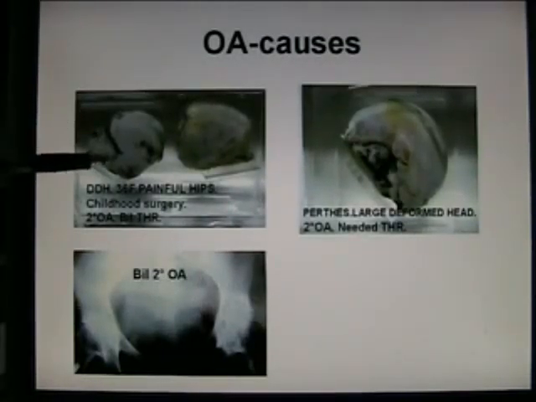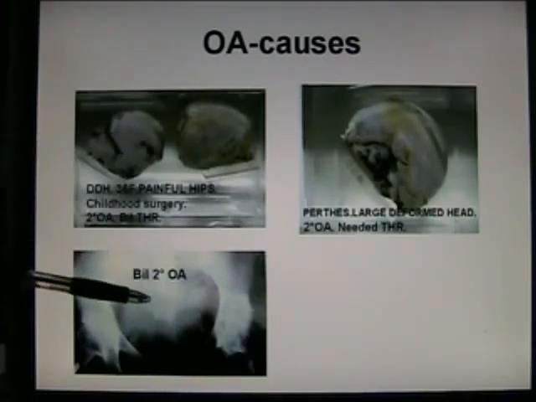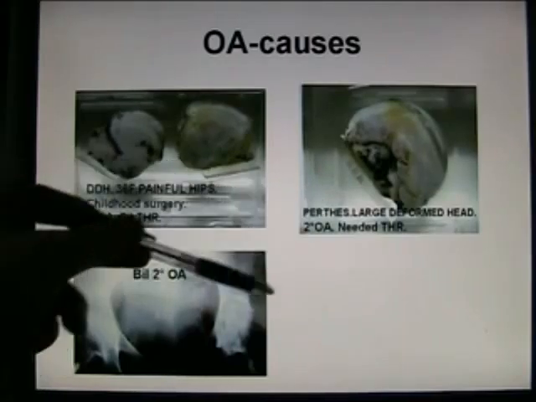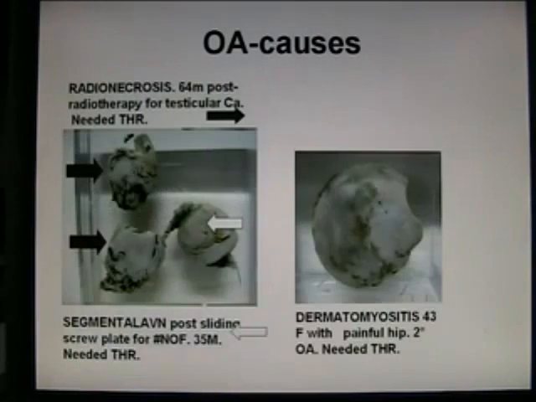Abnormal loads across the joint from deformity. Here's a dysplastic hip, developmental dysplasia of the hip from childhood, CDH. Deformed head, secondary OA in the 30s. Here's a deformed head from Perthes, a form of AVN, total hip replacement in the 30s.